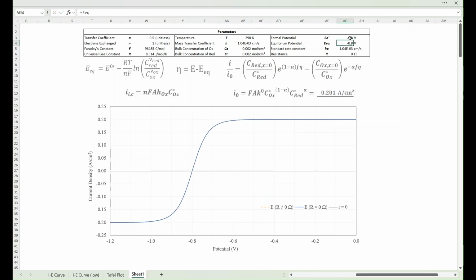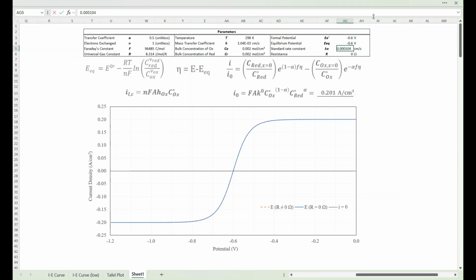It shifts more to the left, but everything else remains about the same. And so let's change that back to -0.6. Here we are sitting back in the middle. So, all right, let's take a look at how the standard rate constant impacts things.